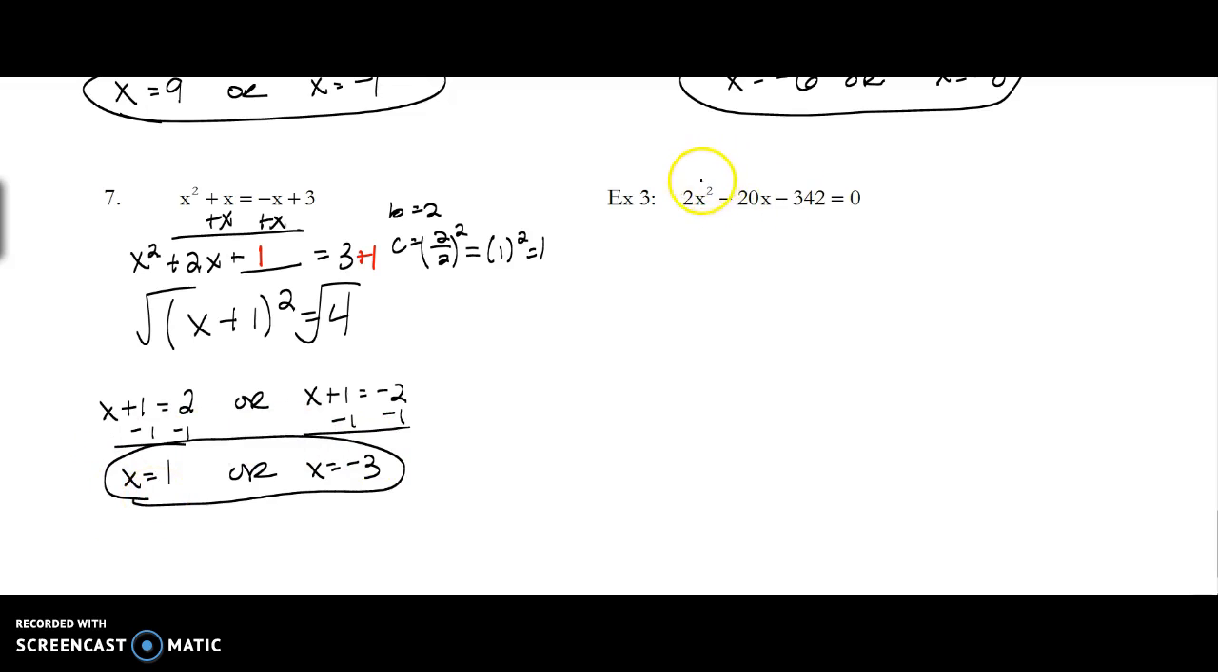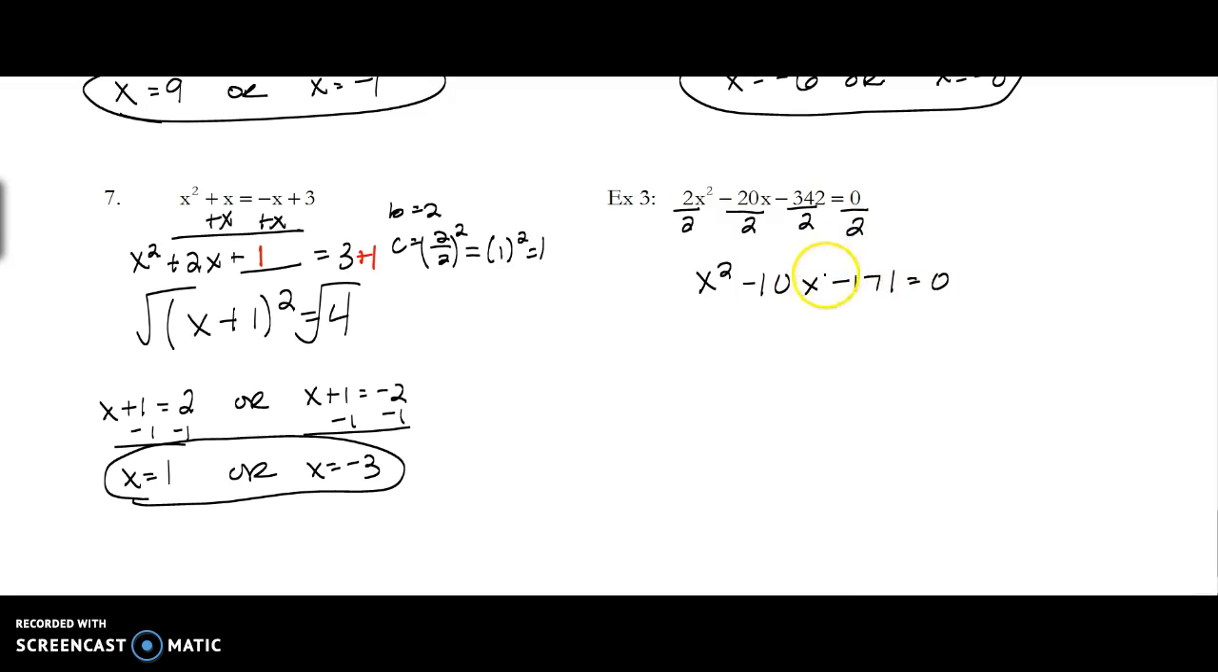Now, originally I told you we're only going to be dealing with values when our x squared is 1. In this example here, we have a 2. So what we're allowed to do is divide everything by the number next to your x squared to get it to be 1. Now, think back to algebra. What you do to one side, you have to do to the other. So we have to divide our answer side as well. So we're going to get x squared minus 10x minus 171 equals 0.